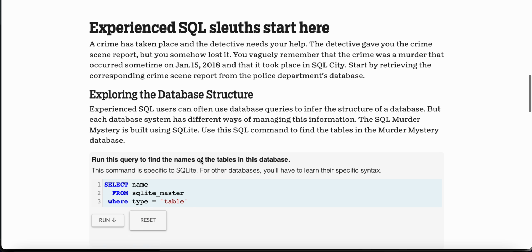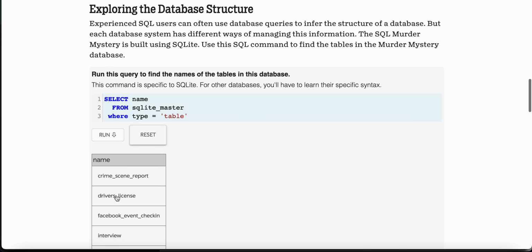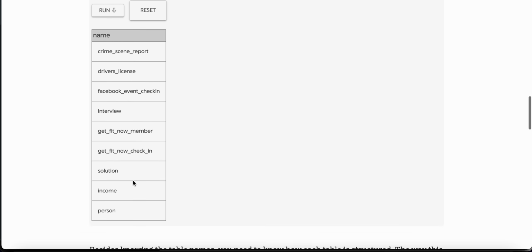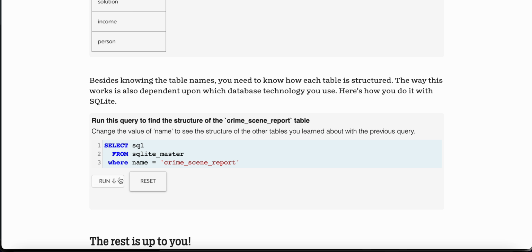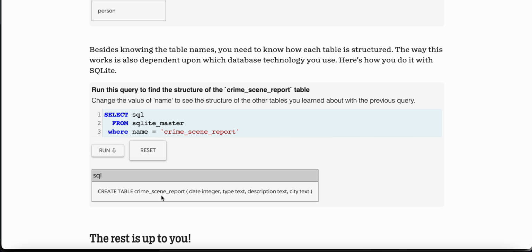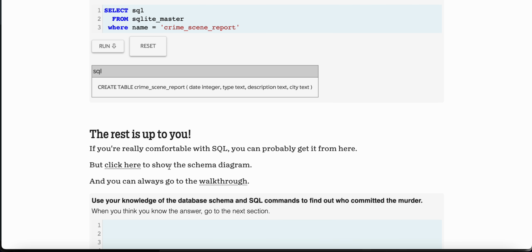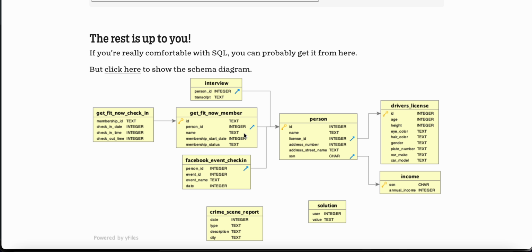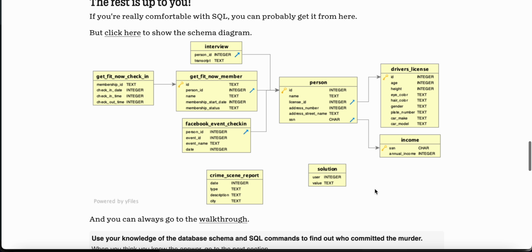So right, let's start by exploring the database. If you run this, this is the name of the tables available for us to use. And now if you run this, because this is the table, and inside the table this is what we have. So the rest is up to us. So click here to show the schema diagram. This is a schema. Now looking at this schema, something should come into your mind. All these tables are joined. So I feel we are going to use joins to solve the problem.